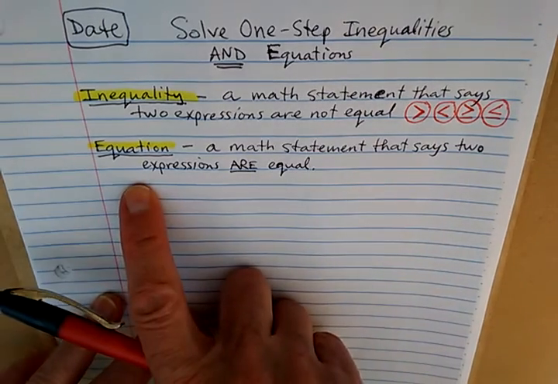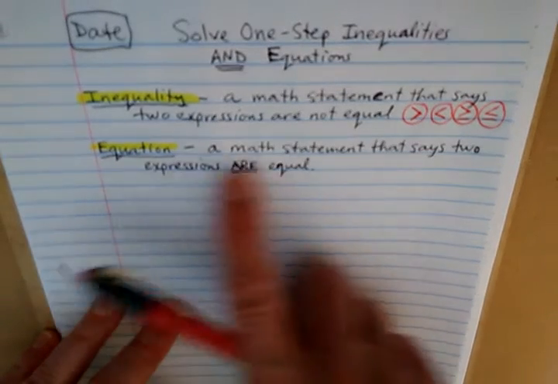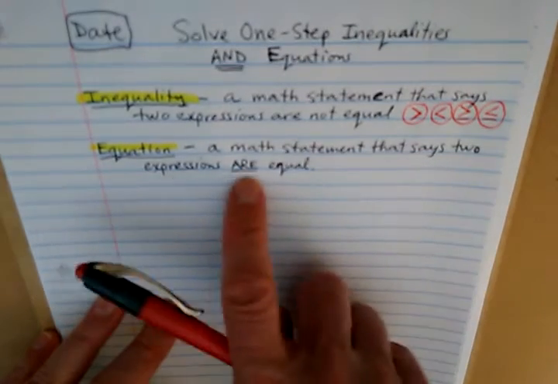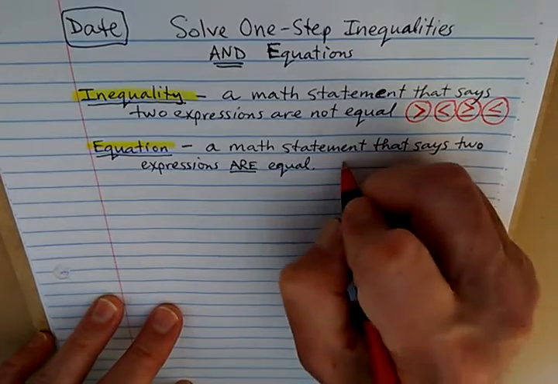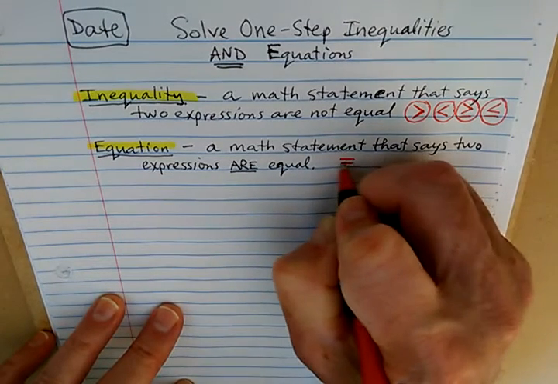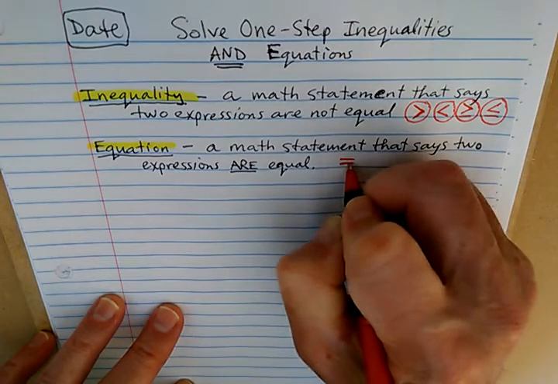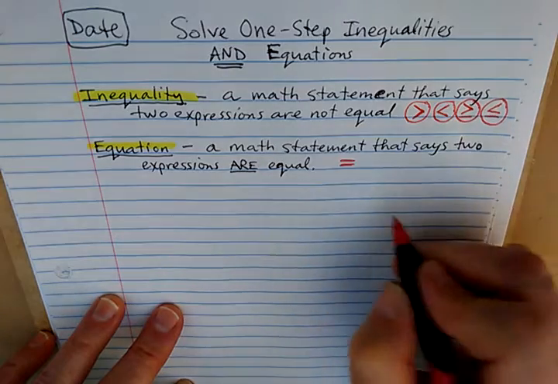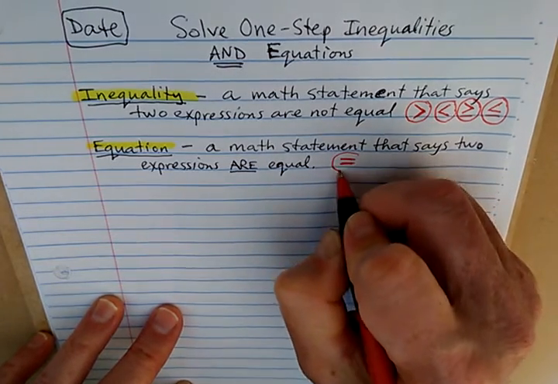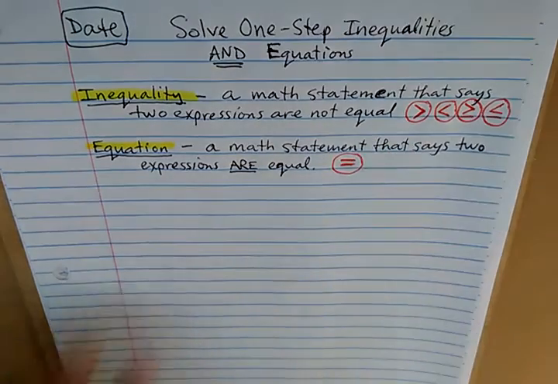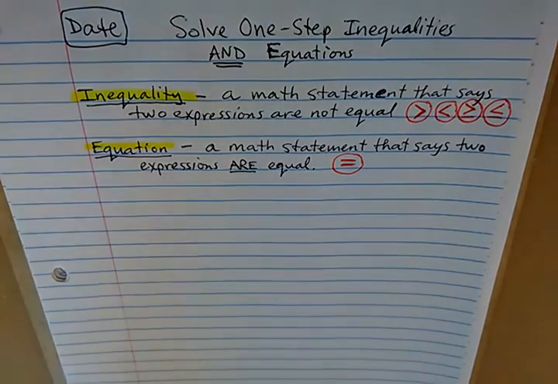And then an equation is different because it is a math statement that says two expressions are equal. So for an equation, the only symbol you'll see for the relationship between the two expressions is the equal sign. That shows that they're the same value. The expressions have the same value. They are equal.